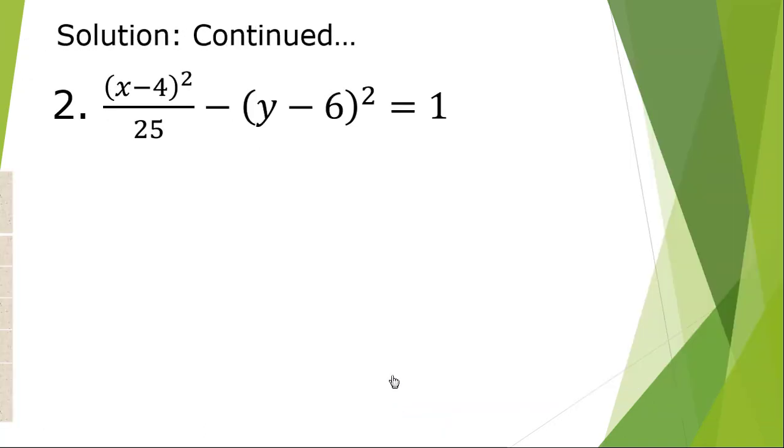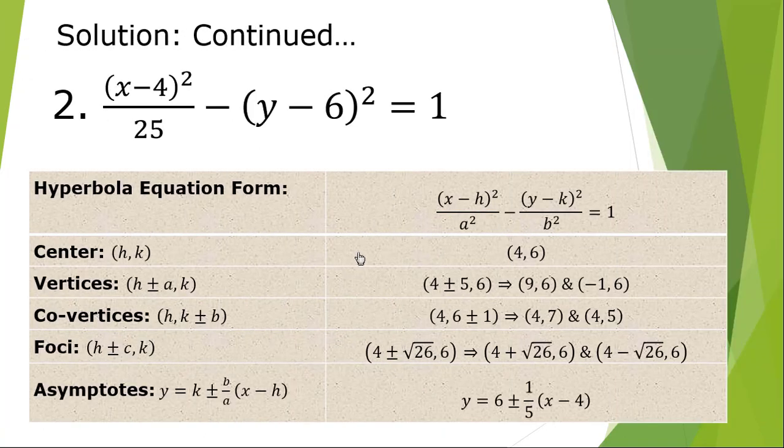So moving on to the table that is required for us to answer. For the center again, 4, 6, then vertices, we have h plus or minus a, k. So the h is 4, plus or minus our a is 5, and k is 6. So simplifying, 4 plus 5 is 9, then 6, then 4 minus 5 is -1, then we copy k equals 6. So the coordinates of the vertices are 9, 6, and -1, 6.